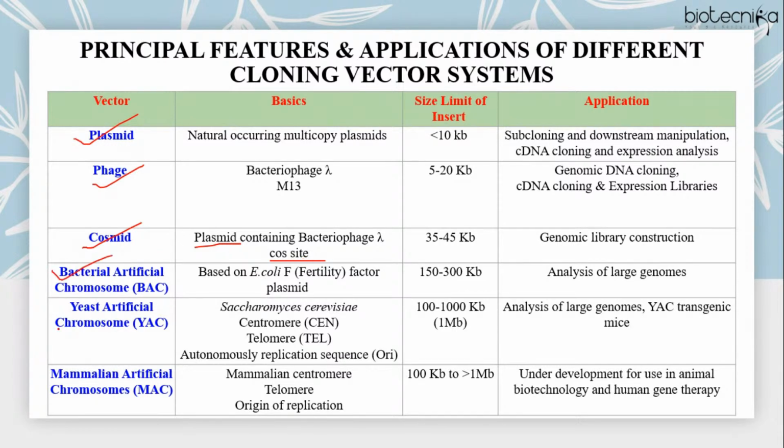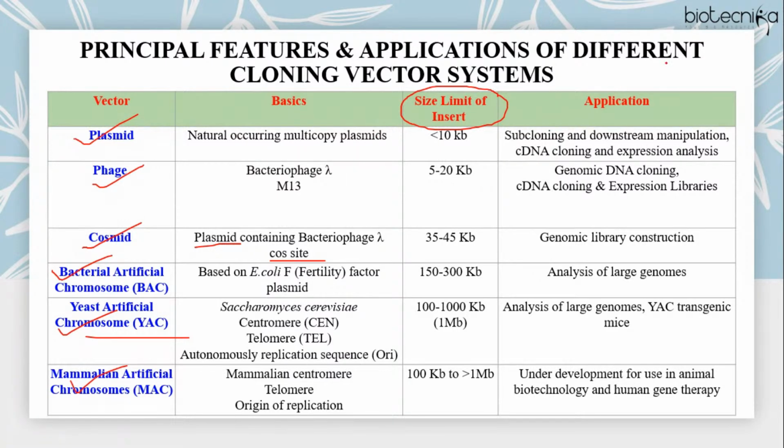Then you can use artificial chromosomes also, right? If you are using the host cell yeast, then for that you can use these artificial chromosomes, right? And you can see that all these vectors differ in their size limit, less than 10 kb, some have a 5 to 20 kb limit, okay?